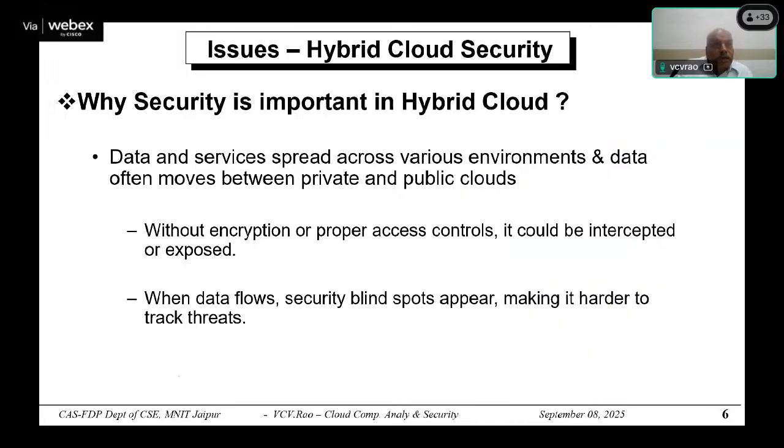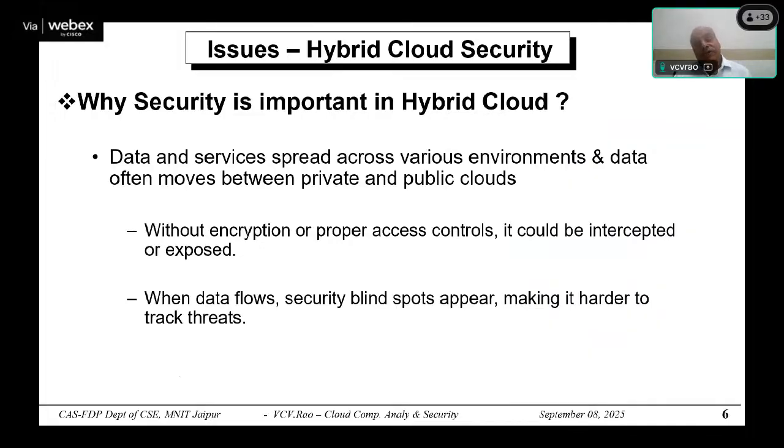I'm skipping some slides actually. Most importantly, security is very important because data and services are spread across various environments, and data often moves between private and public clouds. You also require encryption and proper access control. That's why new services have come up. And also, what are the data flows, how do you secure the data flows, and which ports appear that create threats for security? All these things are very difficult to find out when you talk about hybrid clouds.